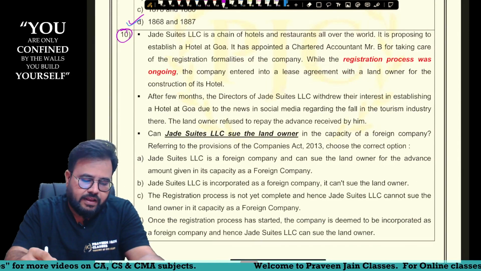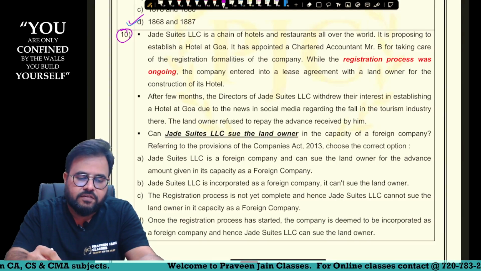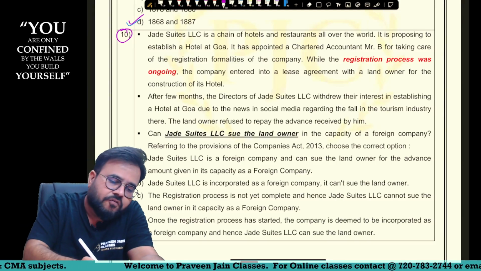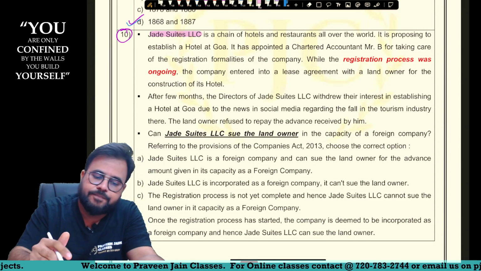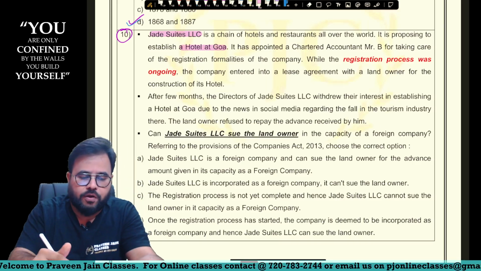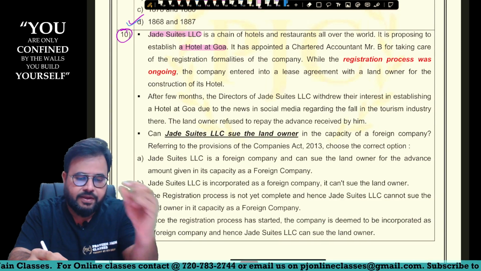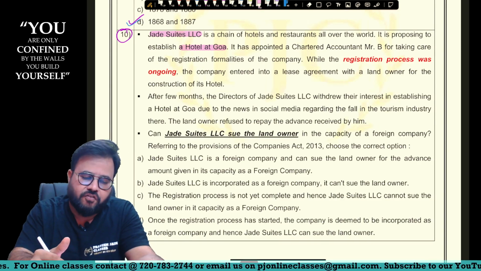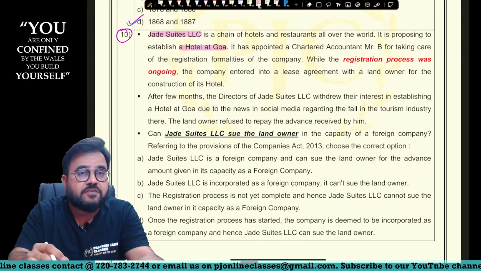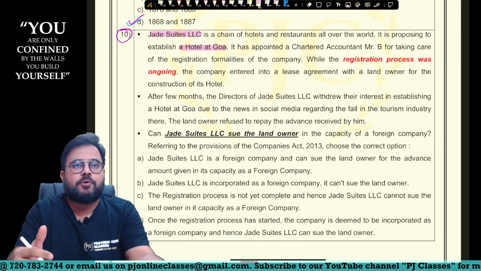So Jade Suits LLC is a chain of hotels and restaurants all over the world. So obviously they are talking about an LLC here. It is proposing to establish a hotel in Goa, sir. Hotel at Goa. Very good. It has appointed a chartered accountant, Mr. B, for taking care of the registration formalities. While the registration process was ongoing, in other words, necessary filings were made, approval was pending, sir.